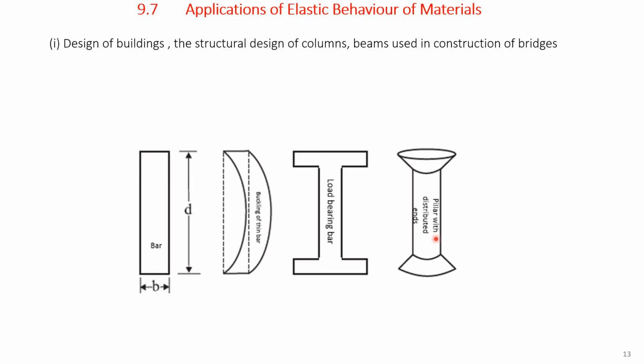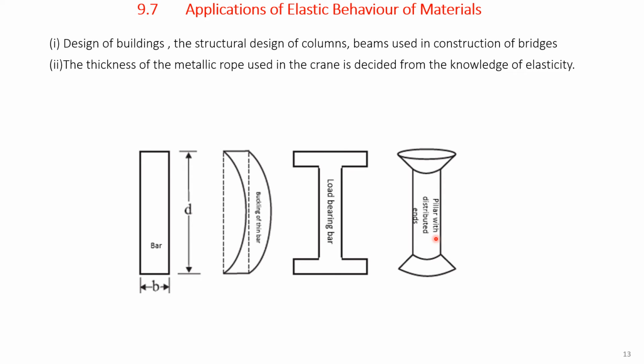Thus, the first application of elastic behavior of materials is design of buildings, the structural design of columns and beams used in construction of bridges and multi-storied buildings. The second use is to determine the thickness of metallic rope used in a crane. That is also calculated using the knowledge of elasticity. And the third one is to estimate the maximum height of a mountain on the earth. A worked example is also done in a subsequent slide of this video.